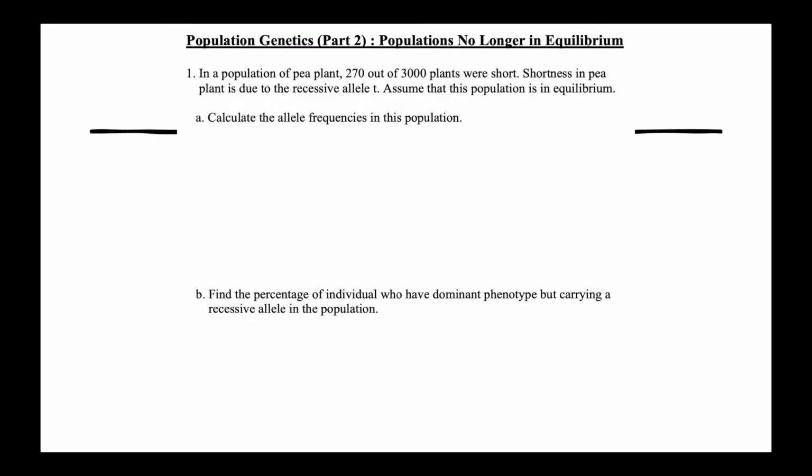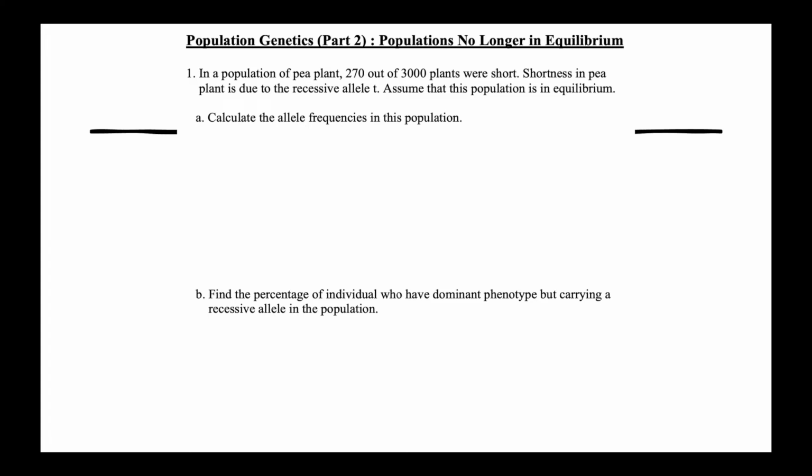Let's take this question as an example. In a population of pea plant, 270 out of 3,000 plants were short. Shortness in pea plant is due to the recessive allele small t. Assume that this population is in equilibrium. Calculate the allele frequencies in this population. You are free to pause this video now to try on these questions.